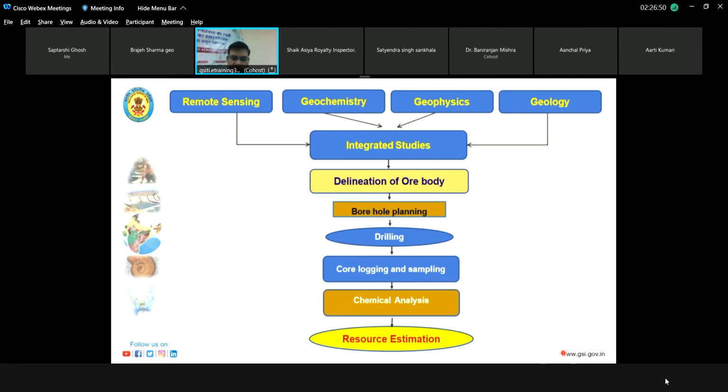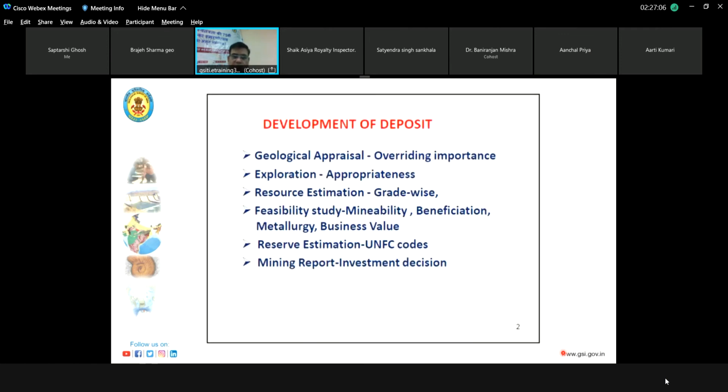Then drilling. After drilling, we will get the cores, and we have to do the core logging and sampling. Then do the chemical analysis of the samples and get the results. After getting the results, we have to calculate the resource estimation. So how a project is developed, I have already discussed this. Geological appraisal, then exploration, then resource estimation grade wise, feasibility study, mineability, beneficiation, metallurgy, then business value of that metal or mineral, and then reserve, that is resource estimation according to UNFC codes.